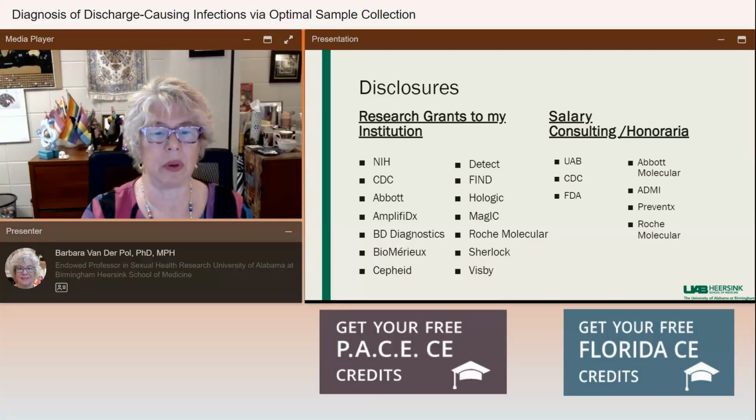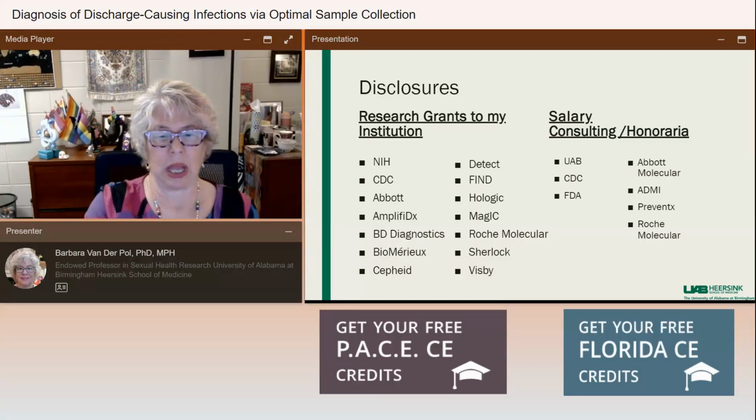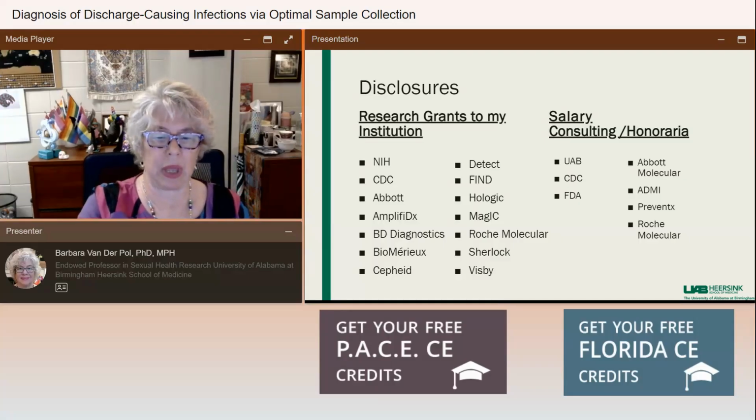You'll see on the left those companies that pay my institution via research grants to evaluate products. And you'll see on the far right those companies for whom I consult. And I also get salary support from UAB. No longer CDC in the current environment. I haven't scratched that off my list yet. I'm hoping it'll come back, and from the FDA as well.